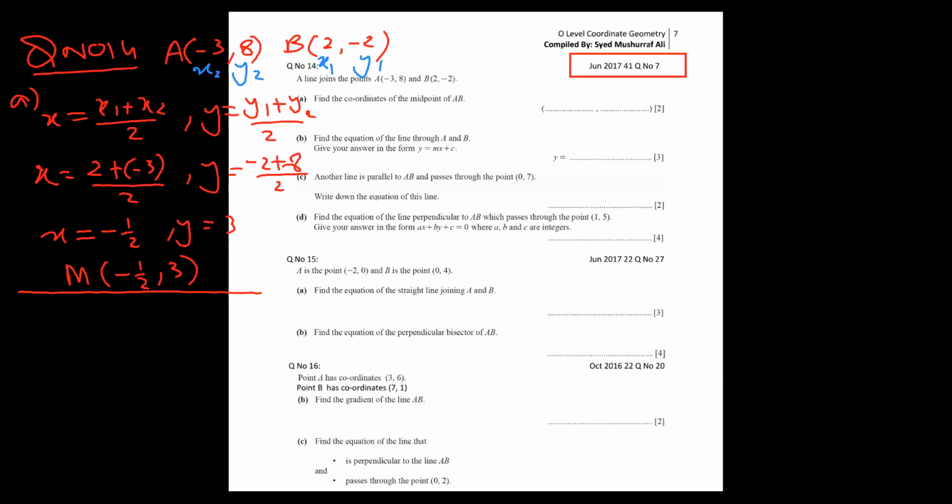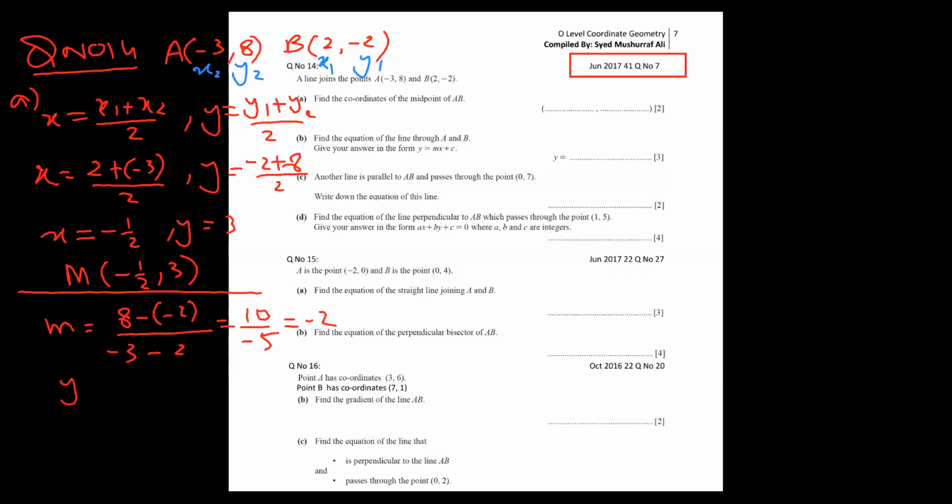The second part is asking for the equation of the line through AB. So I will go for the equation of a line. What is the method? We have points given, so I will find the gradient first. The gradient formula is y2 minus y1 over x2 minus x1. You can see the pattern of values I wrote here. The answer is 10 in the numerator, minus 5 here. Ultimately, I'm getting negative 2.